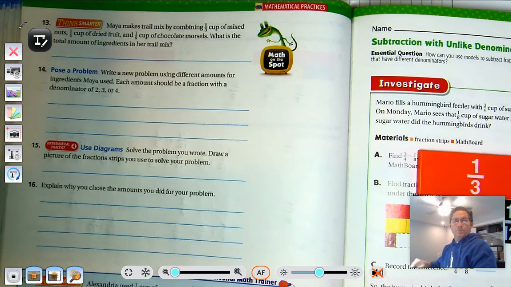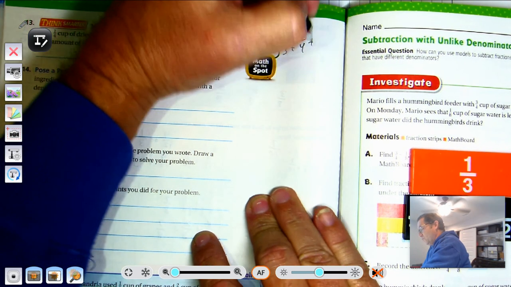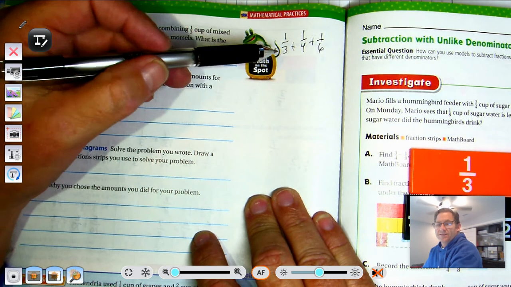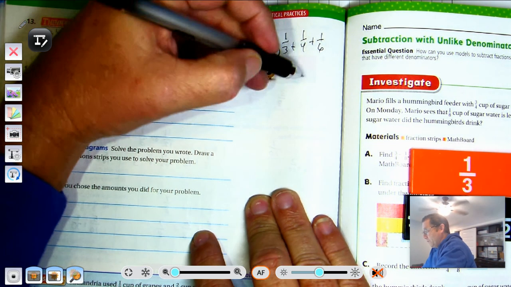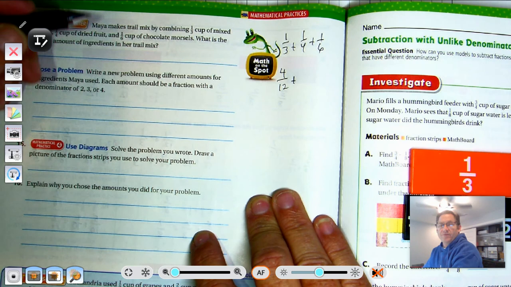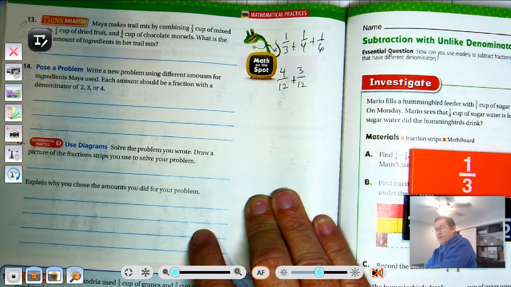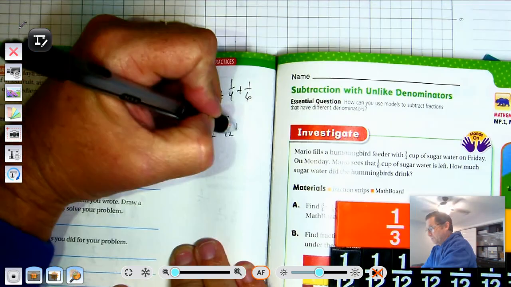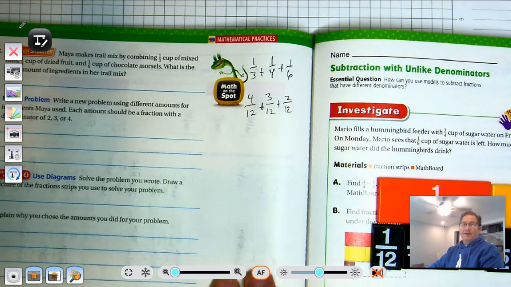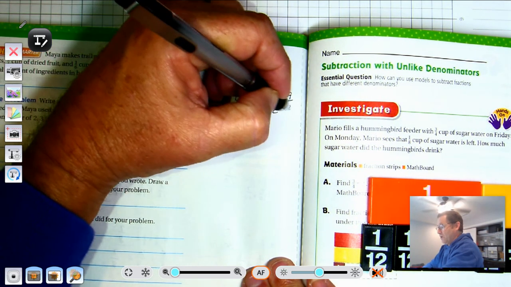So we would have had 1/3 plus 1/4 plus 1/6. Now, there's not much we can do with this until we find an equivalent fraction so we can find common denominators. So, 1/3, we can write an equivalent fraction of 4/12. 1/4, we found, was 3/12. And 1/6 was 2 twelfths. Okay, now we can add that all together. 4 plus 3 is 7, plus 2 more is 9 twelfths.